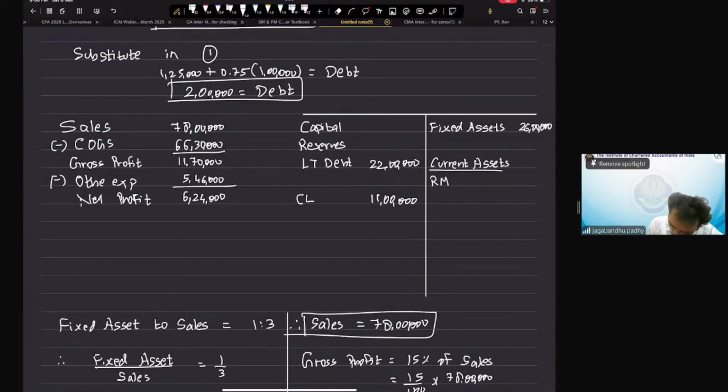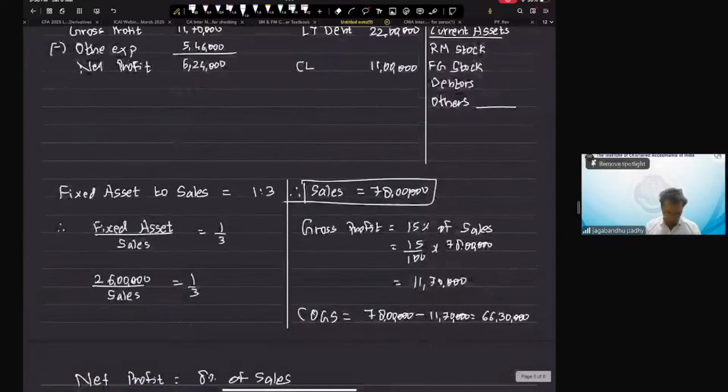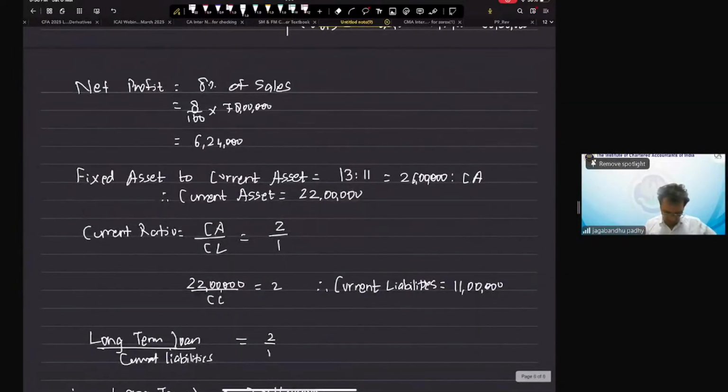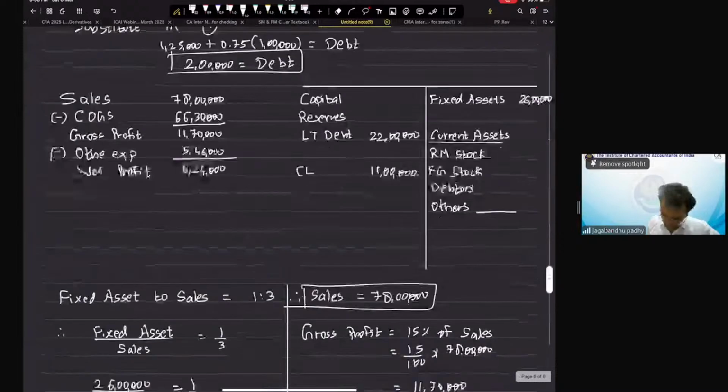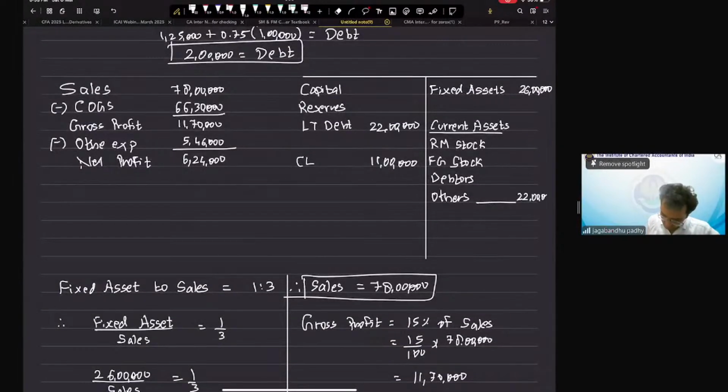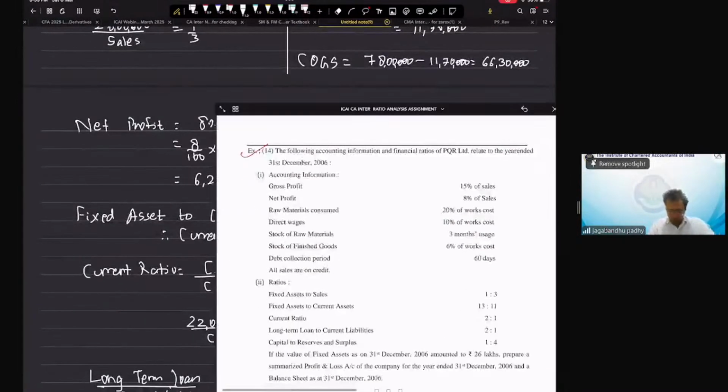Raw material stock to be stated, finished goods stock to be stated. We need to get the value of debtors, and then we can say the balancing figure may be others. So total current assets was 22 lakhs. Then we have the raw material stock, finished goods stock. All of this is going to be computed.